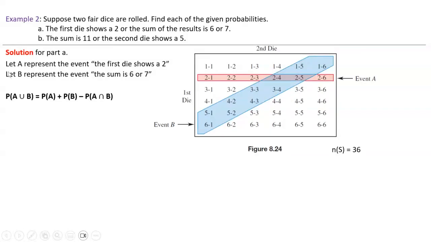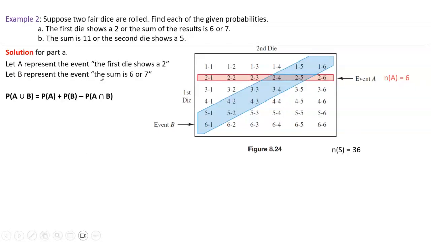Okay, now let's do the event A. It says let A represent the event that the first die shows a 2. So this one here, guys, in red is event A, because the first die is a 2, all across here. So event A is going to give us 6, because there's 1, 2, 3, 4, 5, 6. So event A is 6.